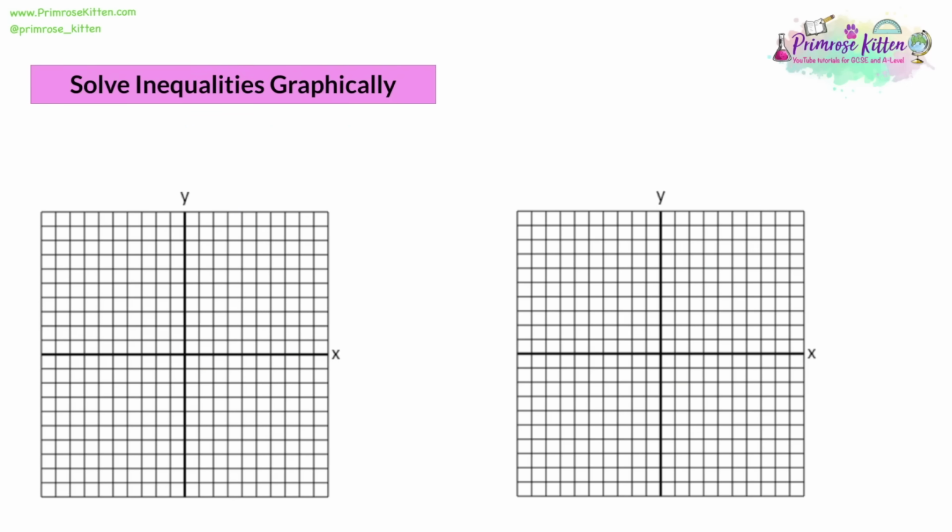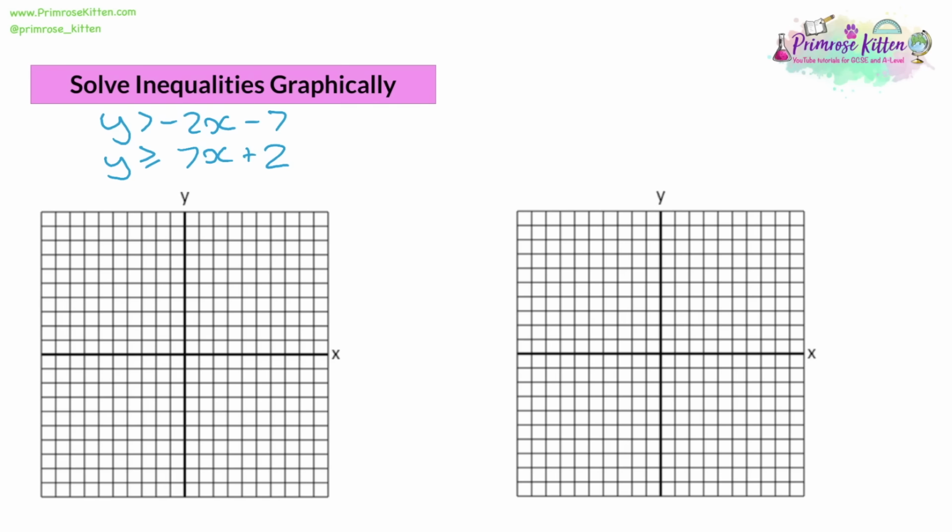Inequalities can be solved on a graph, and there are some really good advantages to it, which we'll see in a moment. So the first one we'll look at is y is greater than negative 2x minus 7, and y is greater than or equal to 7x plus 2.